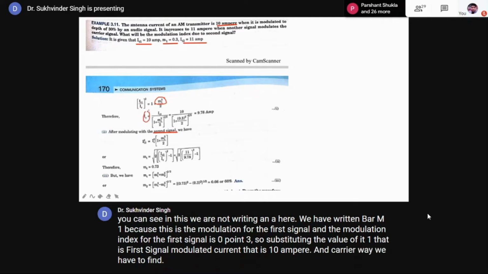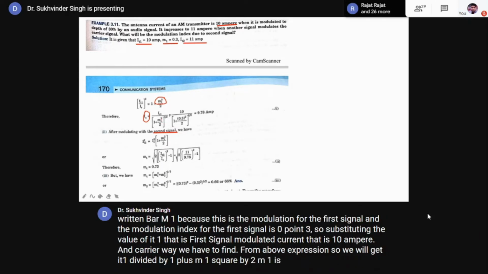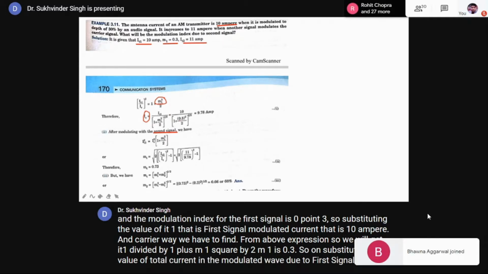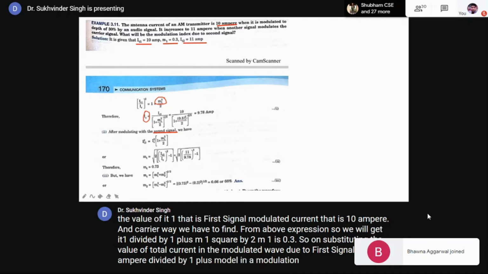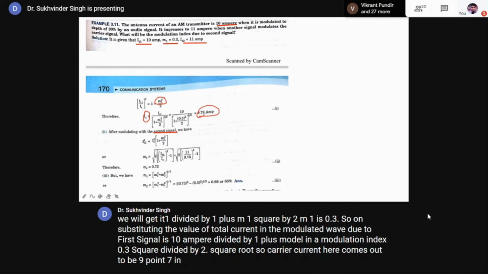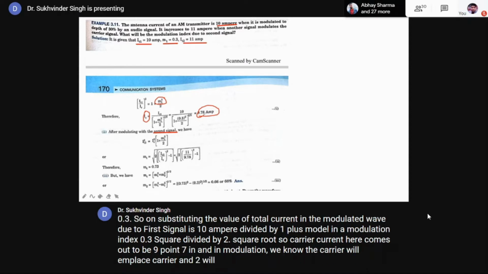Then we have to find the carrier current from the above expression. So we get IT1 divided by the square root of 1 plus M1 square by 2, with M1 equal to 0.3. Substituting the value, the total current in the modulated wave due to the first signal is 10 ampere divided by the square root of 1 plus 0.3 square divided by 2. So the carrier current comes out to be 9.78 ampere, and in modulation we know the carrier amplitude remains the same, that is 9.78 ampere.